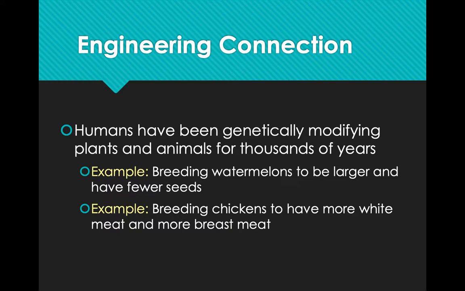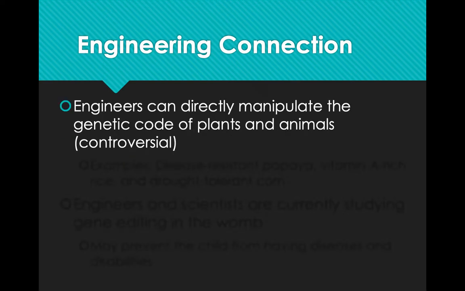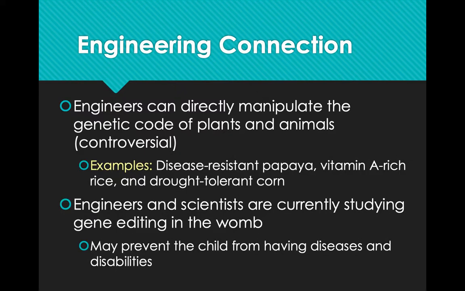So there's actually been more of this going on than even before we really knew we were doing it. Now that we can intentionally manipulate the genetic code, there's lots of things that are done that maybe aren't always up to code, maybe a little bit controversial. So for example, disease resistant papaya, so the fruit doesn't rot because you've genetically altered it. Drought tolerant corn.